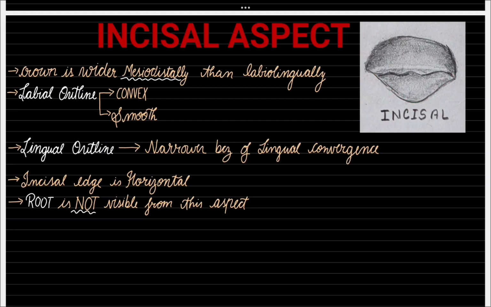Now the incisal edge or ridge, as you can see here, is horizontal and the root is not seen from this aspect. Always remember that in the anterior teeth, the root will never be seen from the incisal aspect. So whenever you are carving a tooth, always remember that the root should not be seen from the incisal aspect.